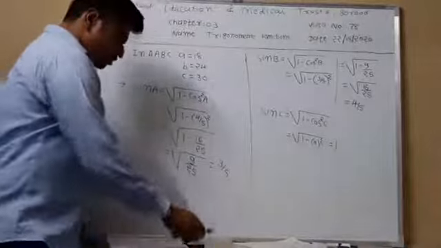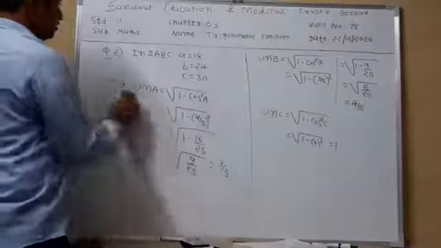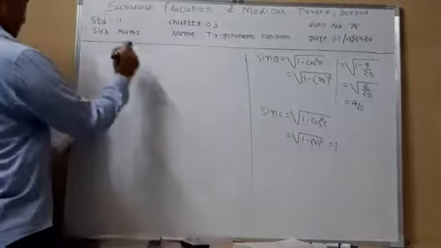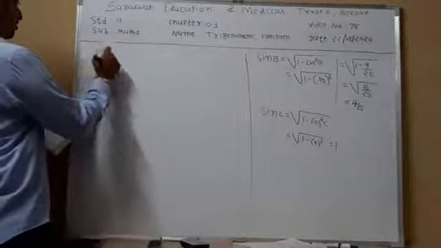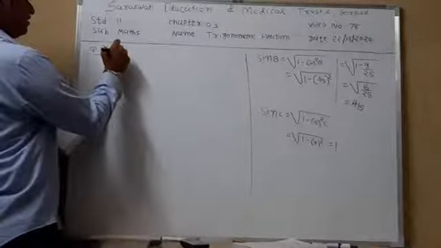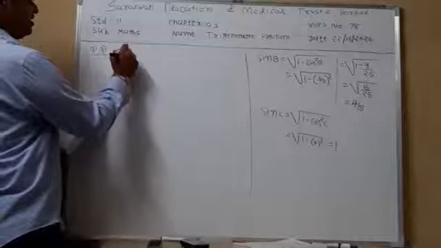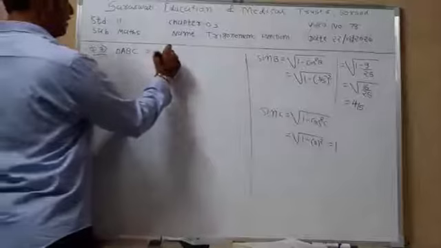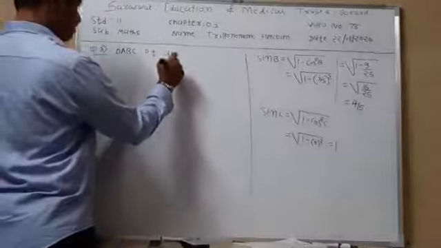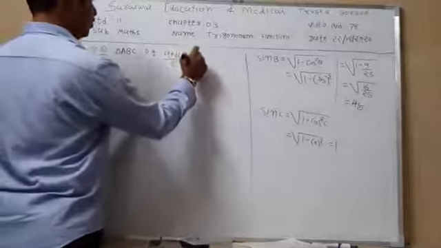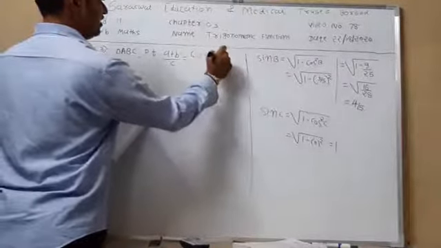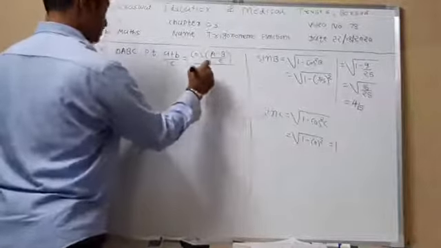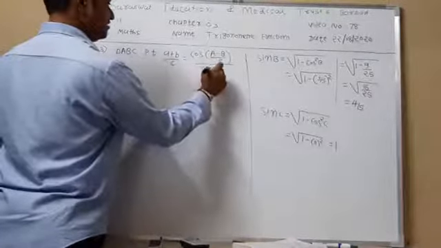Now in question number 3, our question is: for any triangle ABC, prove that a plus b upon c is equal to cos of bracket A minus B upon 2 upon sin C upon 2.